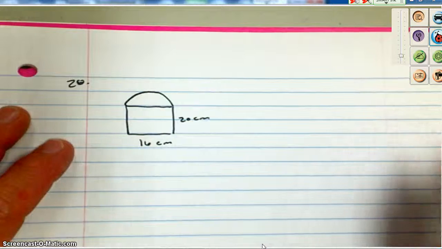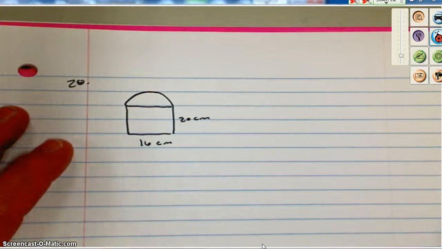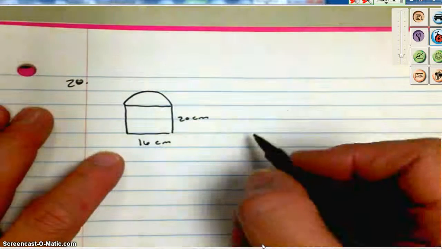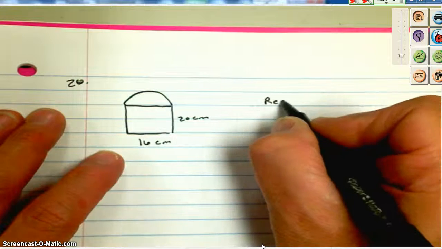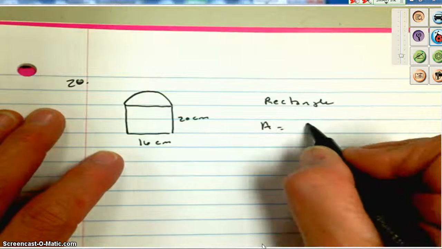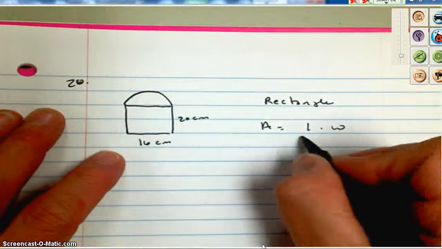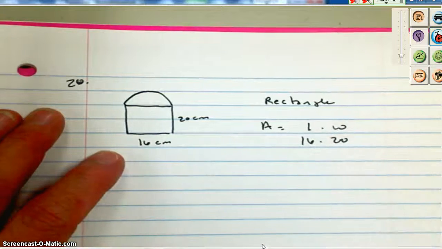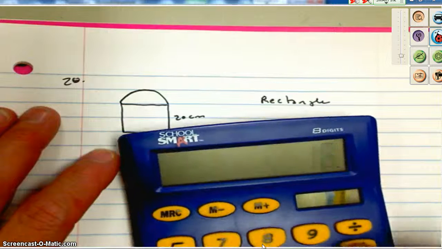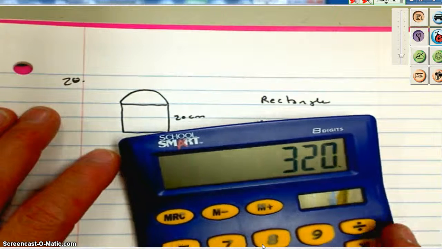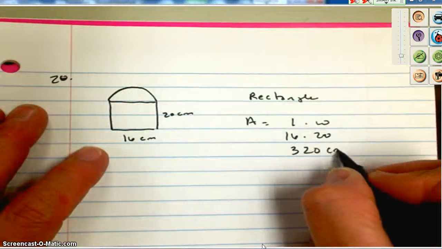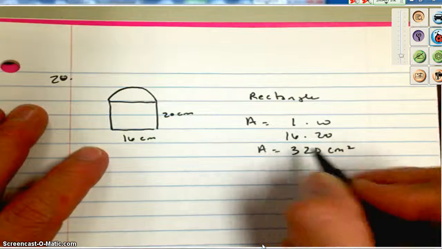So in order to figure that out, we want to find the area of this, to the nearest tenth. First of all, we need to find the area of the rectangle. So let's do that first. The area of a rectangle is equal to length times width. And we know that's 16 times 20. On our calculator, 16 times 20 is equal to 320. So the area of that rectangle is 320 centimeters squared. So that's part of our answer.